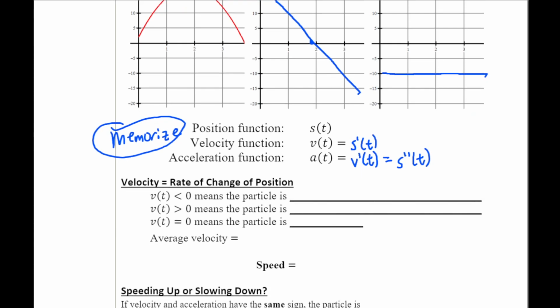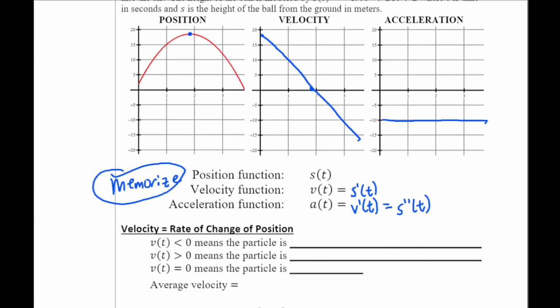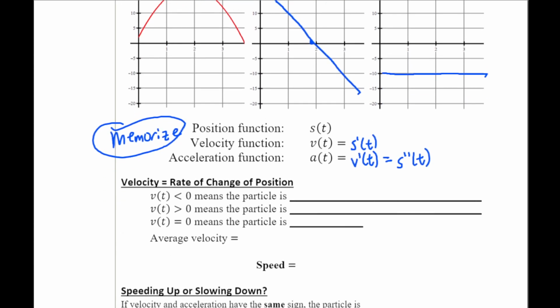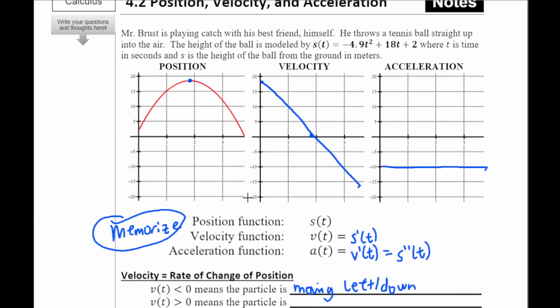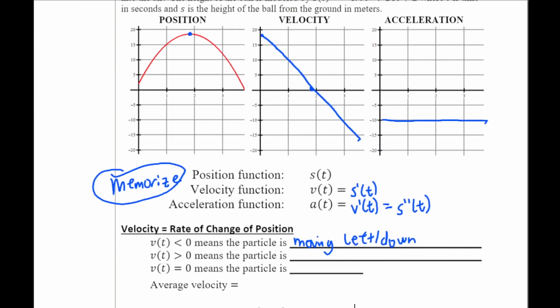So velocity is equal to the rate of change of the position. If velocity is less than 0, if velocity is negative, the particle is moving left or down. Left slash down, one of the two, depending on the context of the problem. If you're dealing with height, such as this example, right? A negative velocity means you're going down.